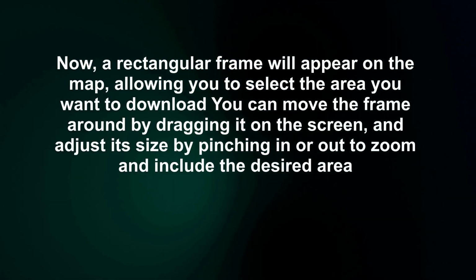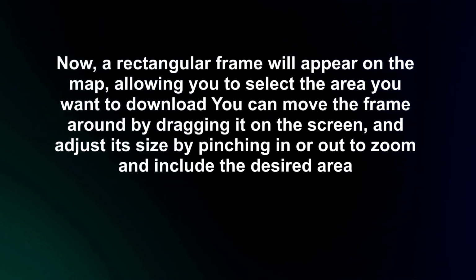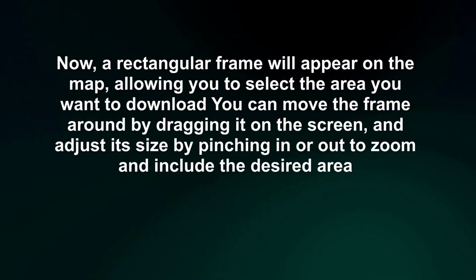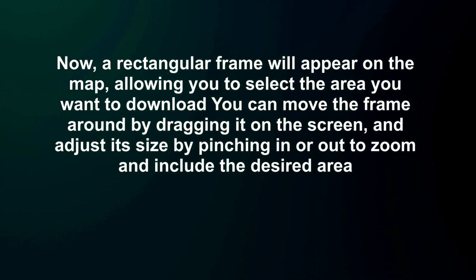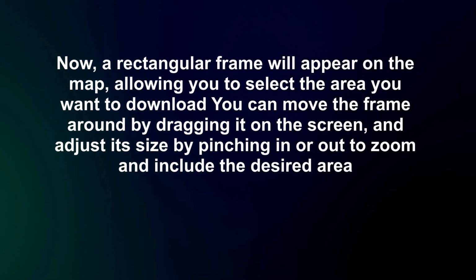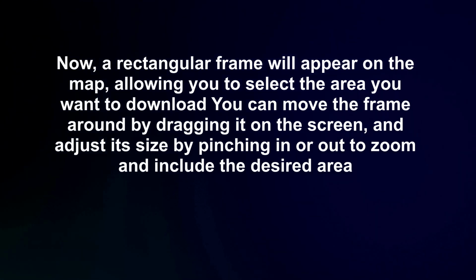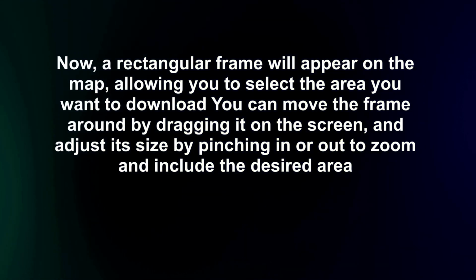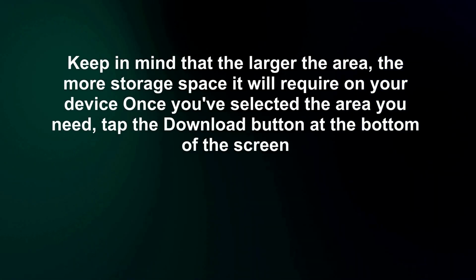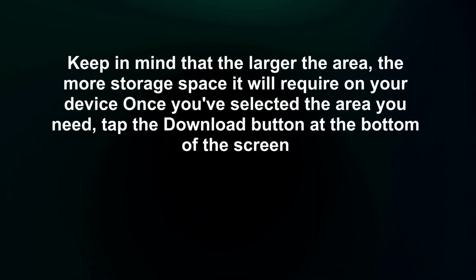Tap on it. Now, a rectangular frame will appear on the map, allowing you to select the area you want to download. You can move the frame around by dragging it on the screen and adjust its size by pinching in or out to zoom and include the desired area. Keep in mind that the larger the area, the more storage space it will require on your device.